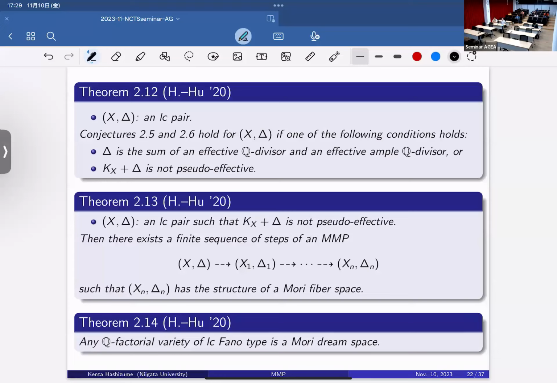Excuse me. In your statement of 2.12, Δ is the sum of effective and ample. Does it mean that it's big? Or what's the difference between these terms?